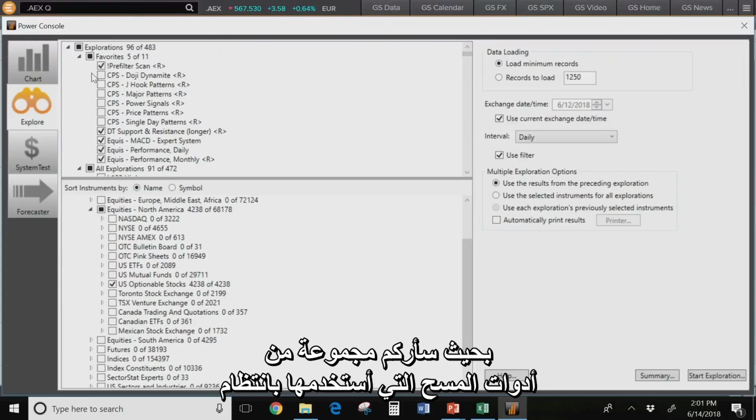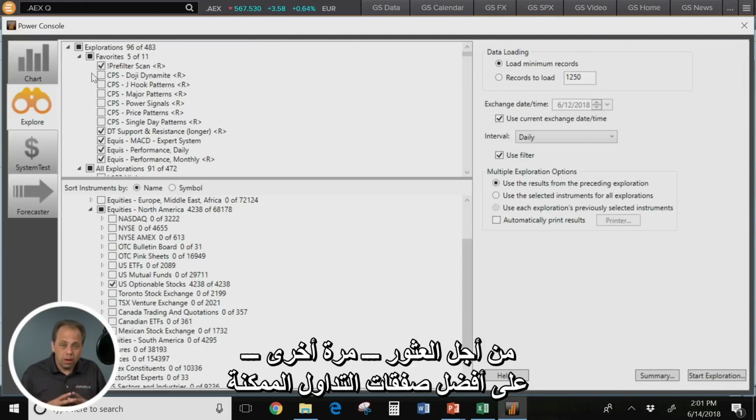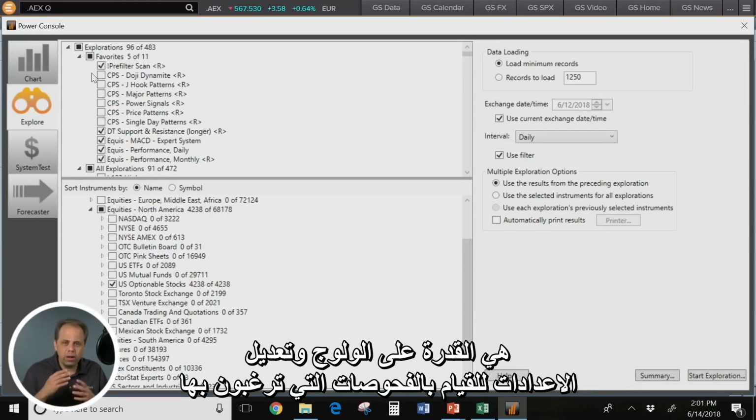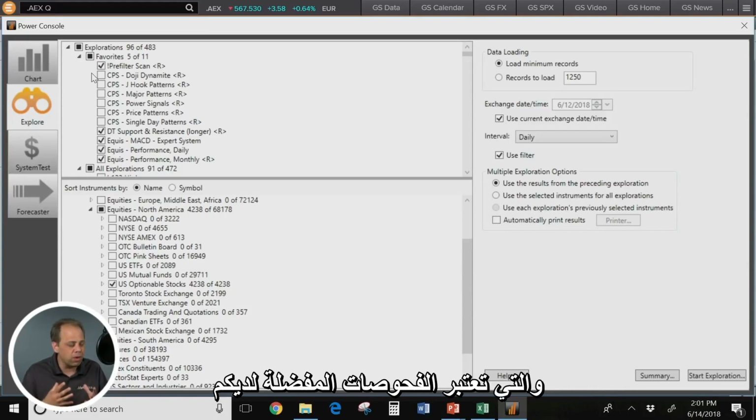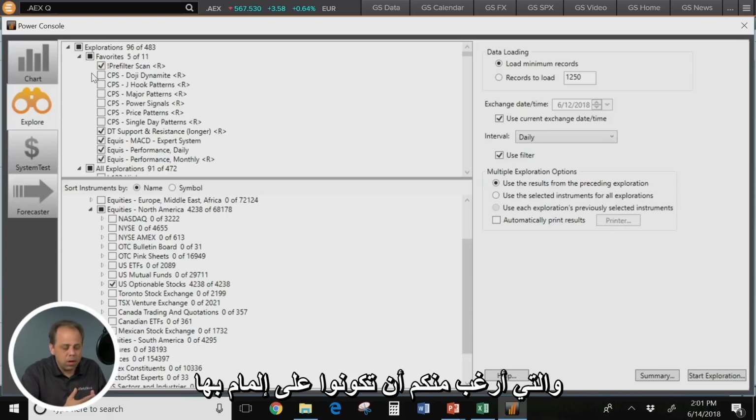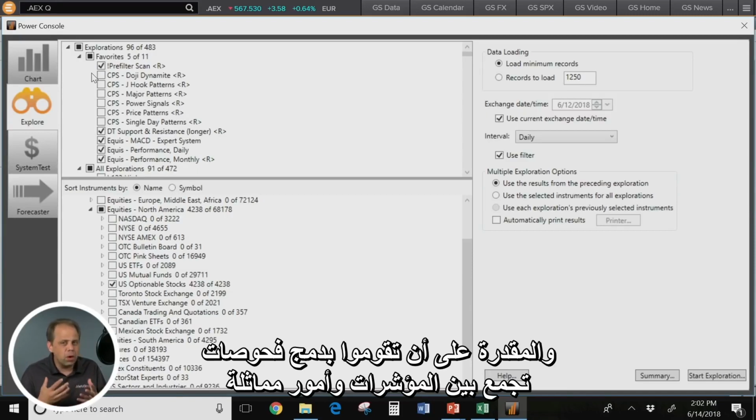I'm going to show you a couple of the scans that I use on a regular basis and how you can use them as well with the MetaStock program to get to the best trades that are possible. With the new scanner, one of the things that I really like is the ability to set up the scans that are your favorite scans. I want to say a couple of things about the scanner. Not only are there hundreds of pre-built scans, you also have the ability to very easily put together scans that combine indicators and things like that.